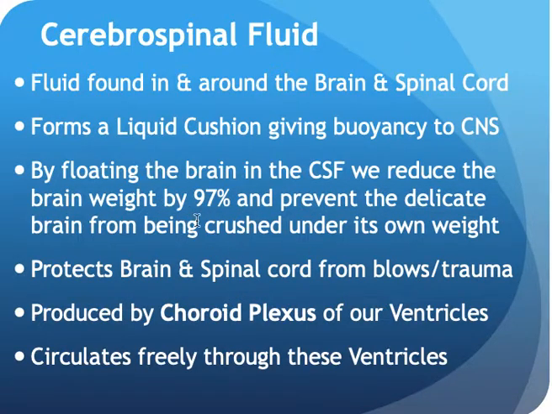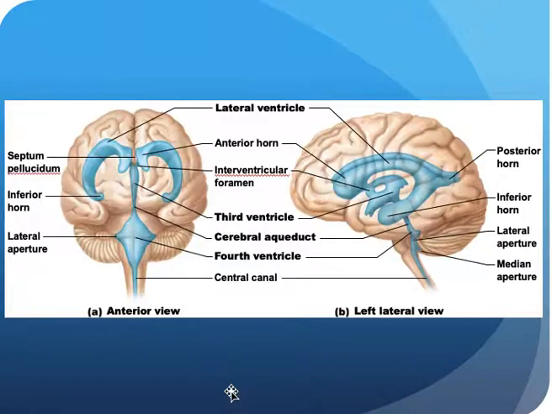So this is another really cool thing, and part of the reason why your brain just doesn't get crushed inside your skull. It protects the brain and spinal cord from blows and trauma. It's produced by the choroid plexus. This is always a really good multiple choice question too: what produces the cerebrospinal fluid? So, choroid plexus, and then it's going to circulate freely through these ventricles. Okay? And these are the ventricles within your brain.